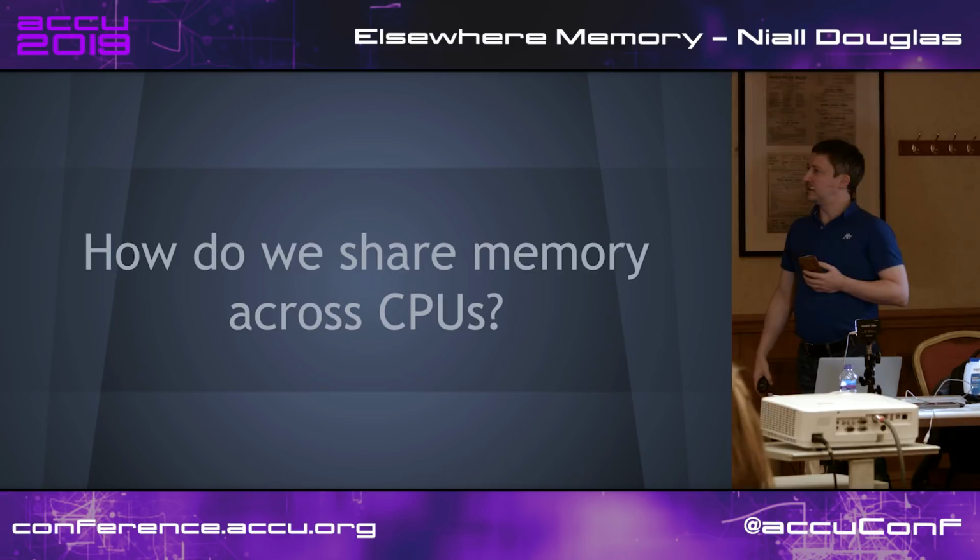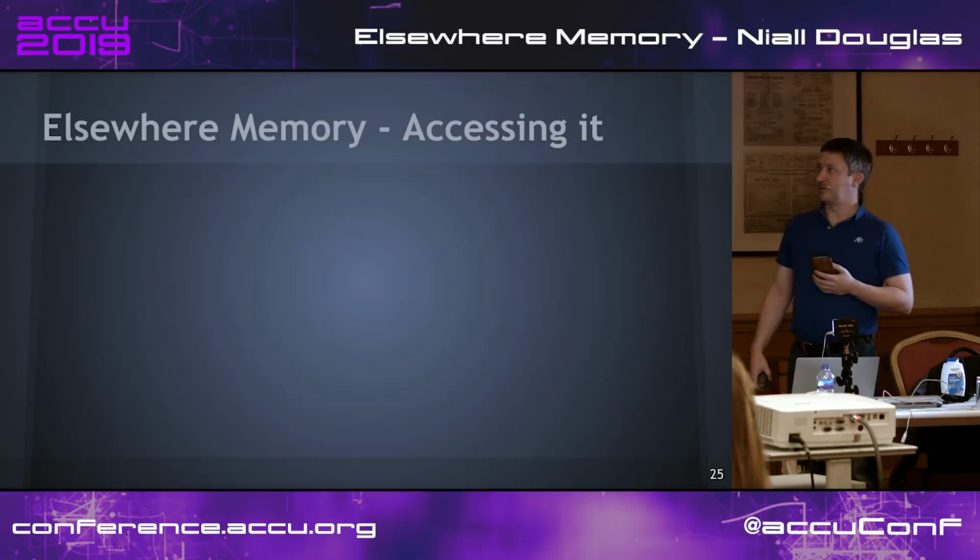So ultimately, we need to share memory between these CPUs. And I think everyone in this room has probably already bought into this, otherwise you wouldn't be here. And the question then becomes is how does this get implemented in current systems?